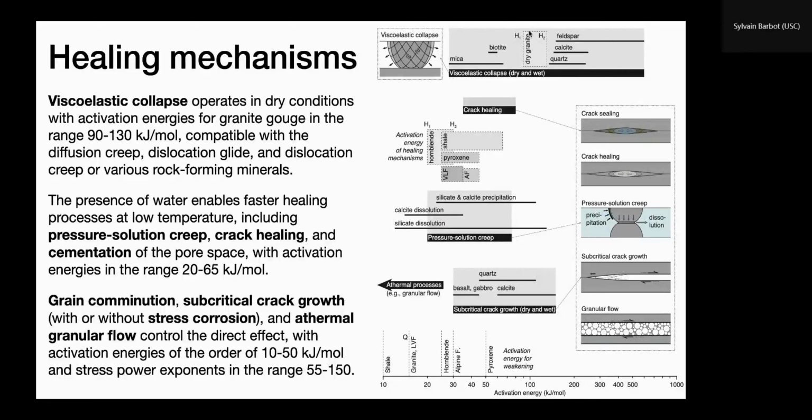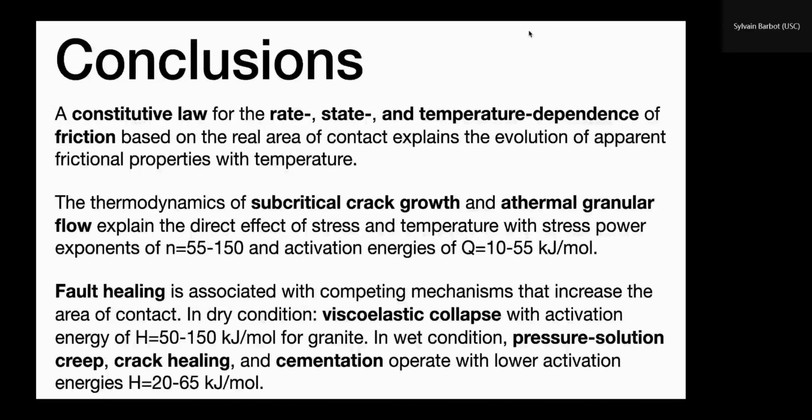So I think there's a good correspondence between the activation energies that are found to fit the mechanical data with completely independent experiments that constrain activation energies of specific mechanisms. So this brings me to my conclusion that we can derive a physical model of rate, state, and temperature dependent friction, based on the real area of contact. So it explains mechanical data, but it also explains the area of contact, which is otherwise not explained in empirical friction laws.